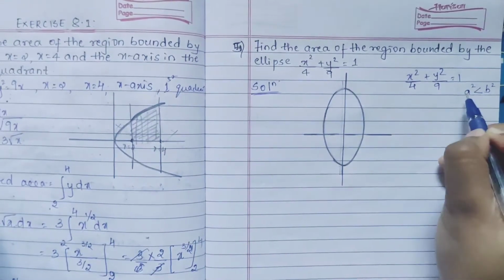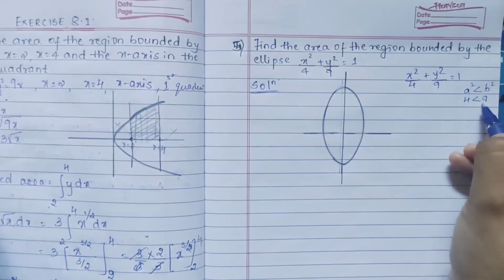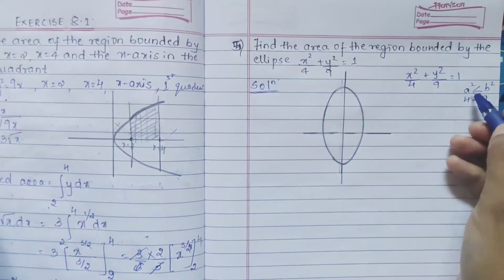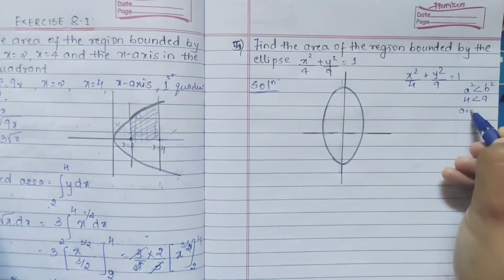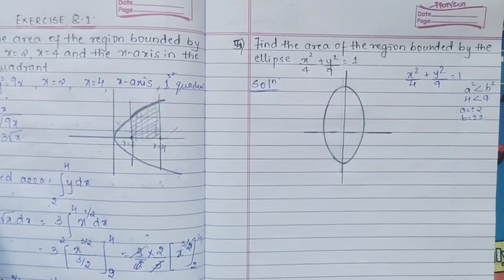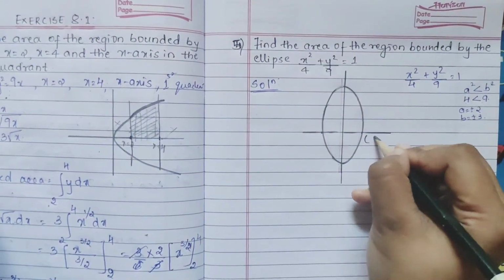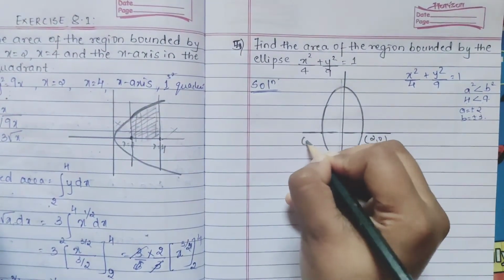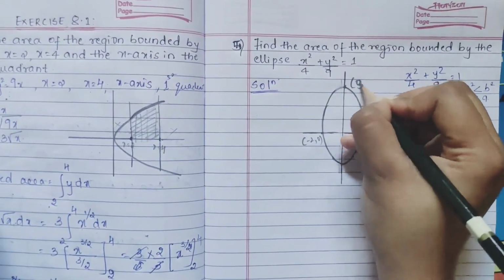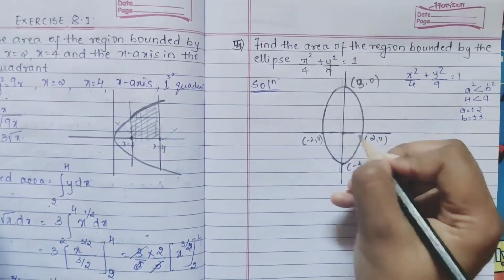Now you can see here a square is what? 4 and your b square is 9. So obviously a square is less than b square. So your ellipse will be this. So here if a square is 4, then your a will be what? Plus or minus 2, b will be plus or minus 3, right? B will be plus or minus 3. So here it comes: 2 comma 0, and here is minus 2 comma 0, and here it will be 0 comma 3, and here it is 0 comma minus 3. Okay, this is your origin.